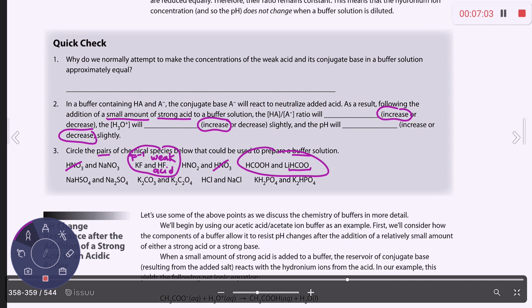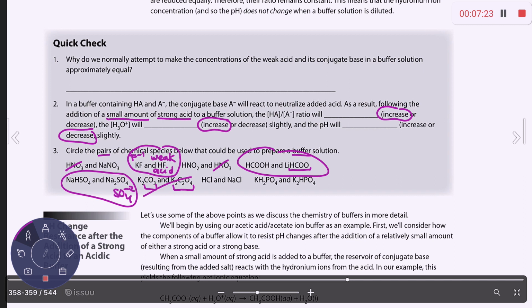Yeah? Okay. So that means once it loses the hydrogen, it gets SO4 2-, which would be its conjugate base, which is with an alkali ion. This is acceptable. Okay. The next one, I don't think these anions match. So this is out. Does that make sense?